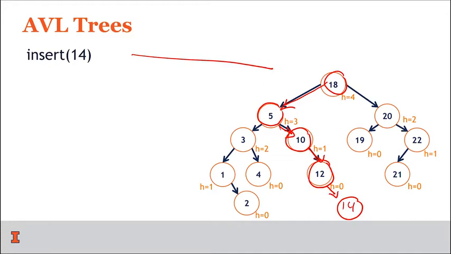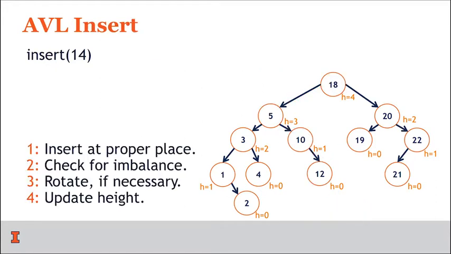We do this insertion through a recursive algorithm, so we can always check each node as we move back up the tree. So let's look at a stepwise process for doing this. The first step is to insert at the proper place. We know that the insertion happened by taking this path right here and inserting at 14. As we move back up the tree, we're going to check at every single place for an imbalance, rotate if necessary, and update the height.